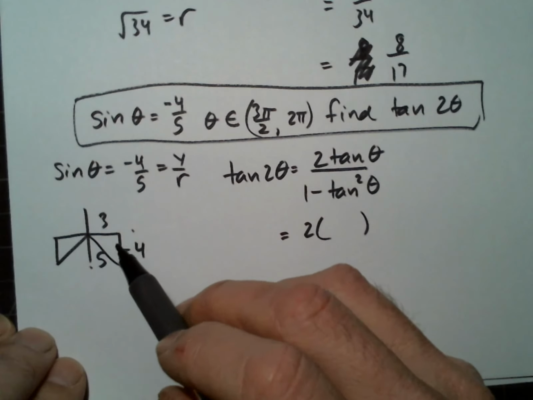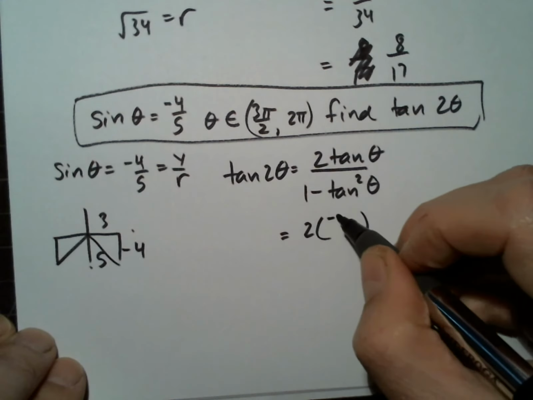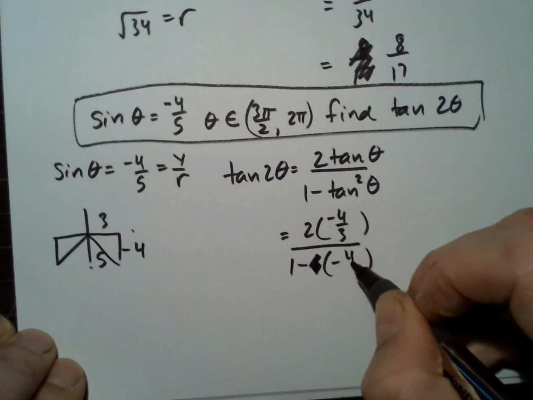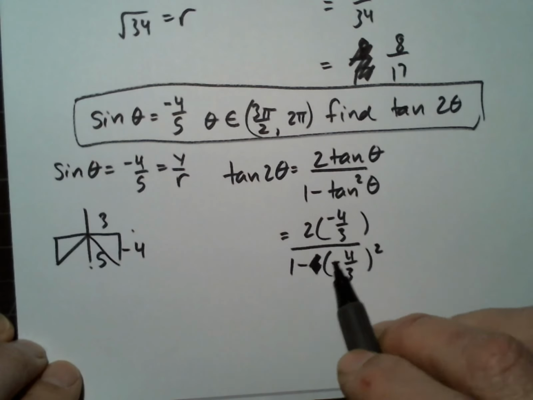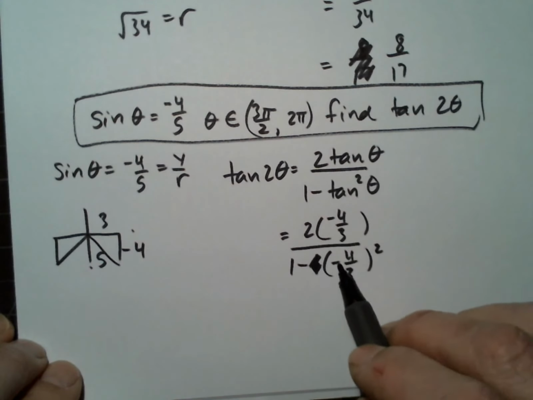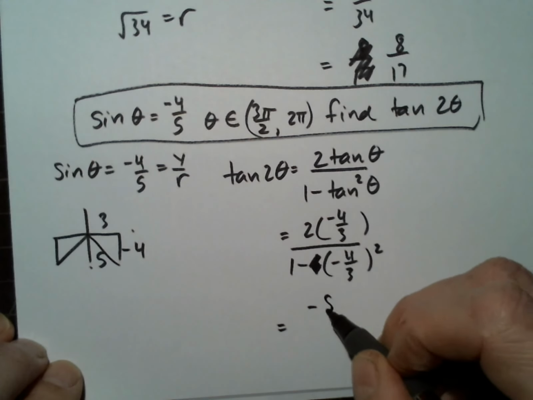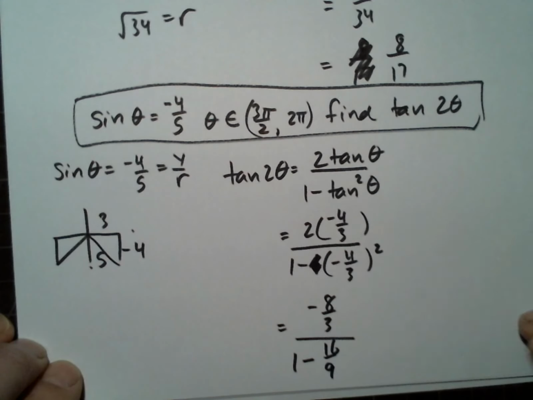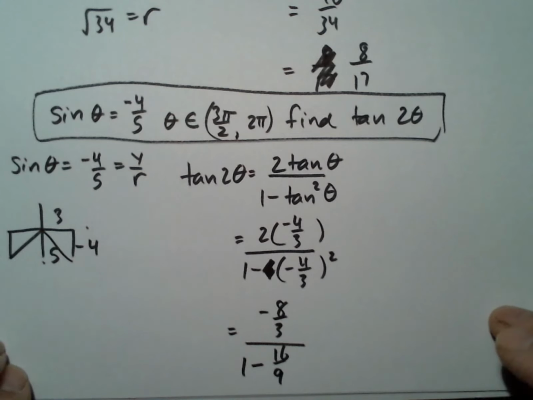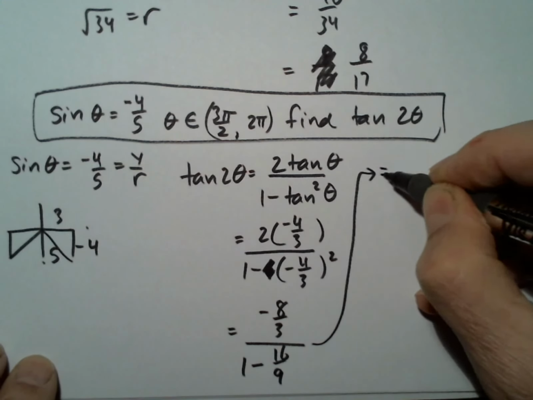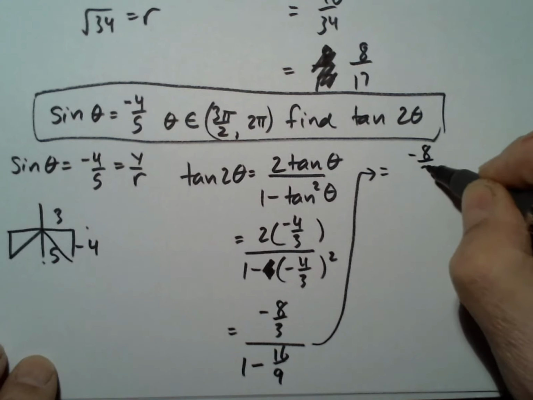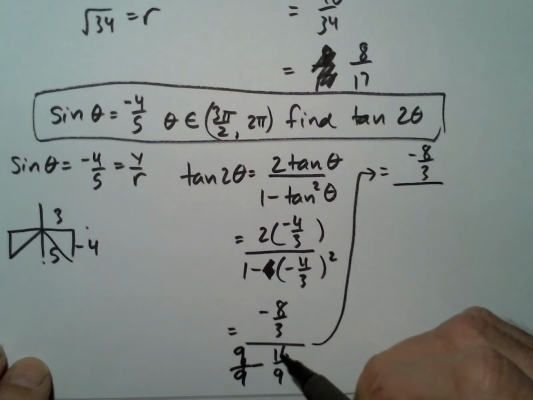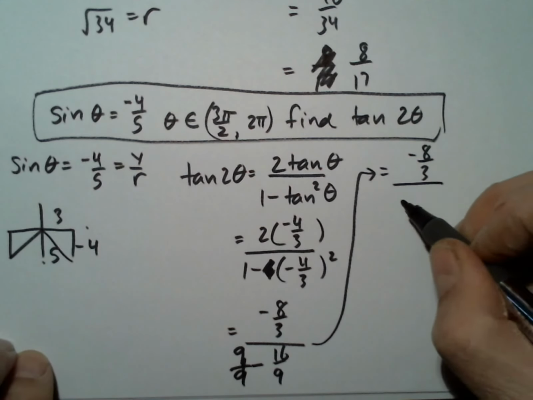Tangent is negative 4 over 3. Two times negative 4 over 3, over 1 minus negative 4 over 3 squared. So this will give us negative 8 over 3, over 1 minus 16 over 9. If we write this as 9 over 9, we have 9 minus 16, so now we have negative 7 over 9.